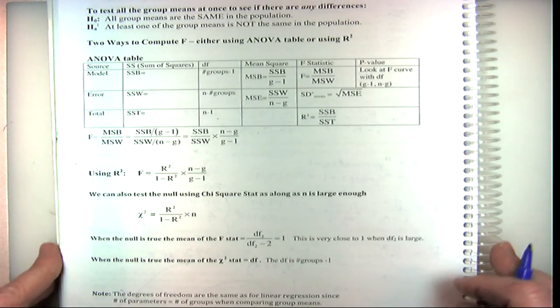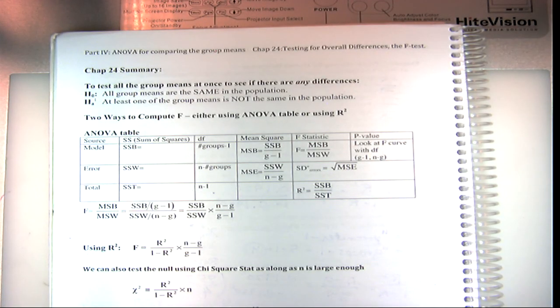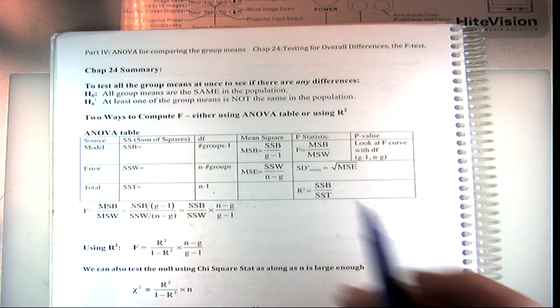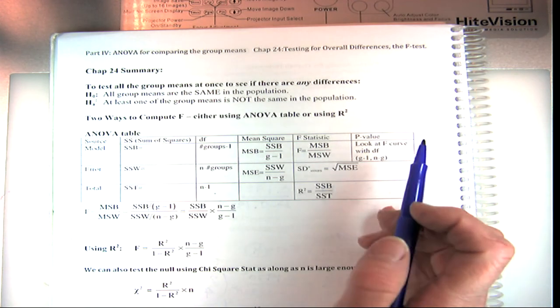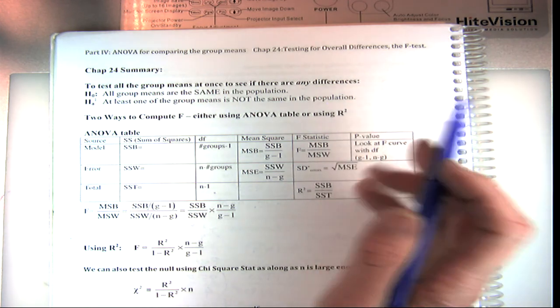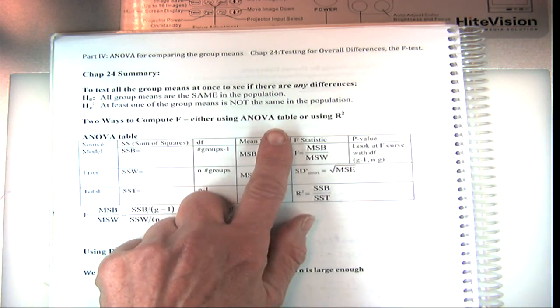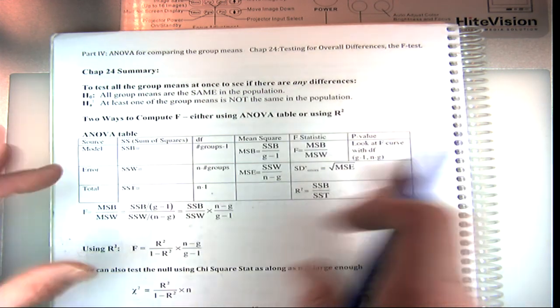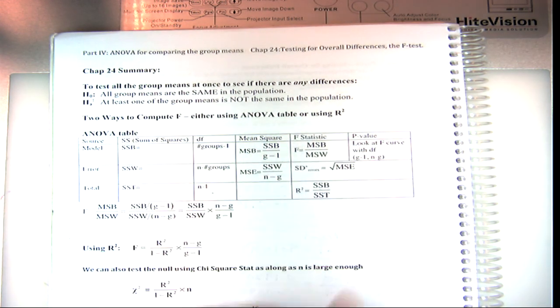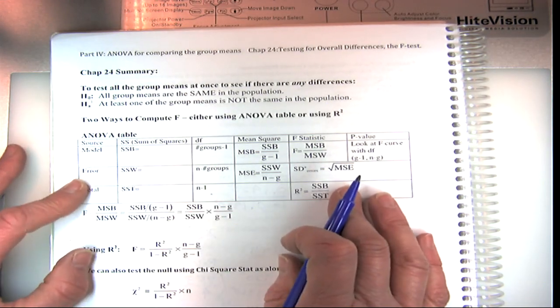And now, let's see what else we can do here. So this is just our summary. And basically, this is just the summary of chapter 24, to test all the group means at once to see if there's any difference. There's two ways we can do it. If we wanted to do it from scratch, you use this ANOVA table, but once you're given R squared, which you usually are, when you're given this table, you could do it that way.